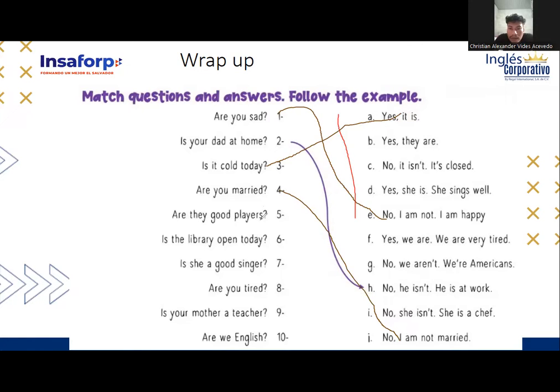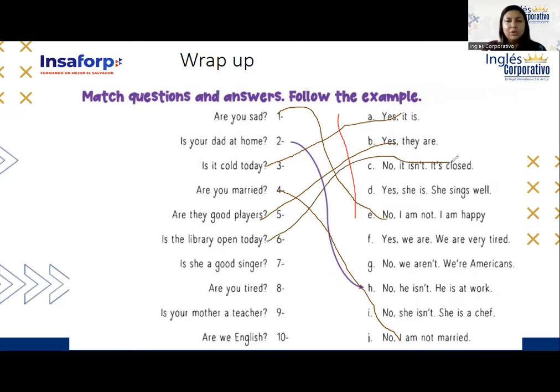Are they good players? ¿Son buenos jugadores? Yes, they are. Is the library open today? No, it is closed. Okay, is she a good singer? Yes, she's a good singer. She sings well. Ella canta bien.